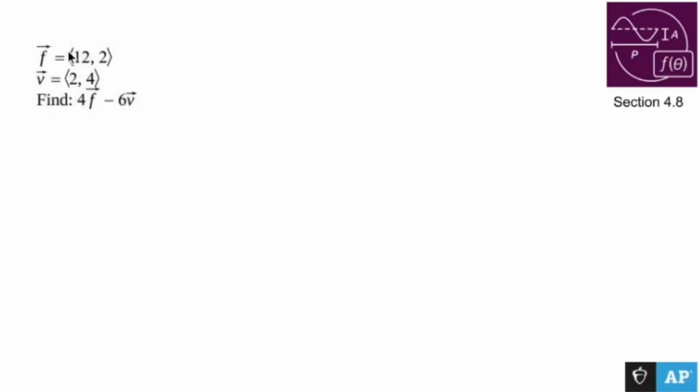All right, so we have 2 vectors in component form, and we are asked to find 4 times the one minus 6 times the other. The nice thing about vectors in component form is the math is exactly what it looks like. But what this means is if I were to draw 4 Fs, and the way you would draw 4 Fs is like, you would go right 12 up 2, and then do another one, and then do another one, and then do another one. Right?